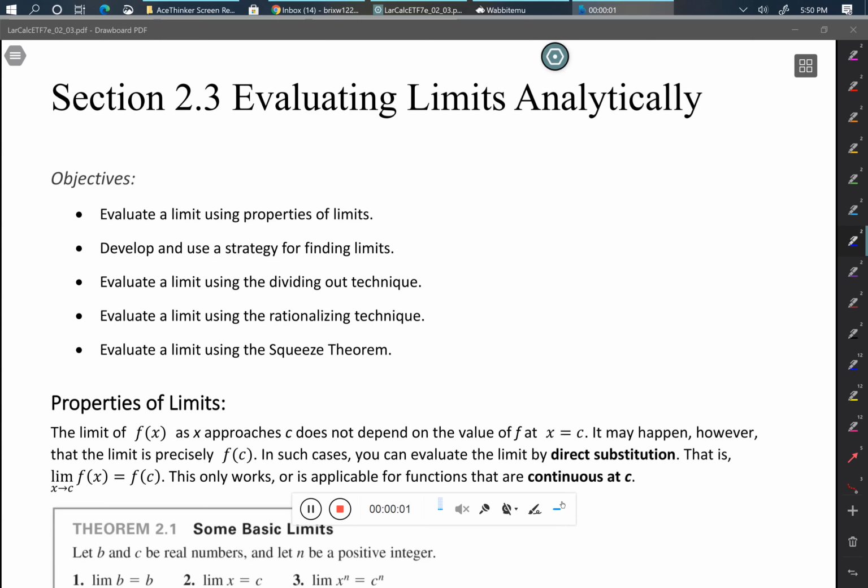So welcome to section 2.3. In section 2.3, we're going to take a look at evaluating limits again. Now, up to this point, we've evaluated limits in two ways. We did them numerically and graphically. So we made a table of values, found a pattern, saw what was going on. We made a graph, looked at the graph, tried to use it to evaluate the limit. We took a look at asymptotes and how that happens.